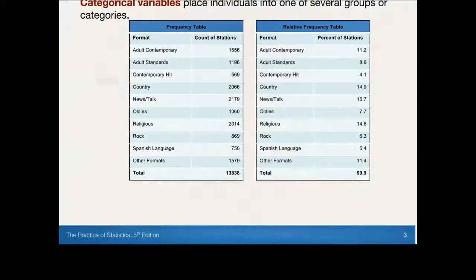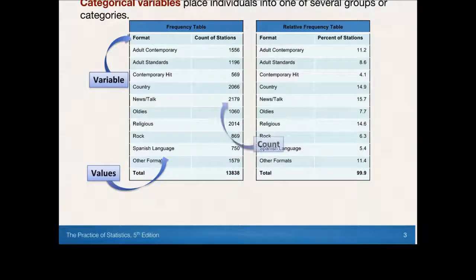On the left, the format is the variable. We're looking at the categorical variable of the type of radio station, or the format of the radio station. The values are which category they put them in. The count is the column on the right side of that frequency table. And for the relative frequency, they took the data and calculated the percent of stations. So you can see that here we have 11.2%. What does that mean? 11.2% of what? Yeah, if you were saying of the total, then you're correct.